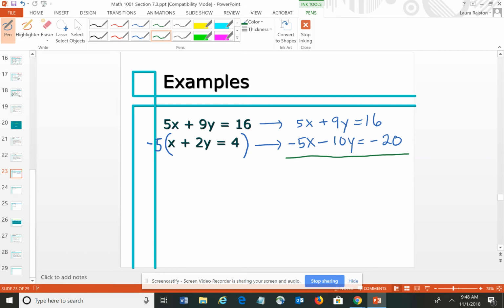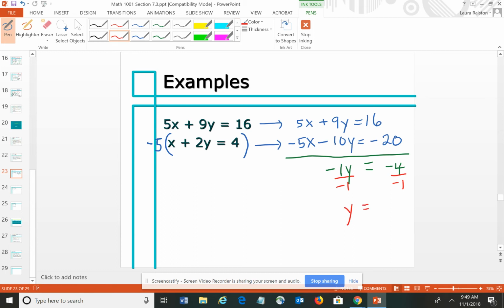So 5x minus 5x is 0, and we've eliminated the variable. 9y minus 10y is minus 1y, and that equals 16 plus -20, which is -4. Now I have a basic equation with one variable, and I can solve it by dividing both sides by -1.